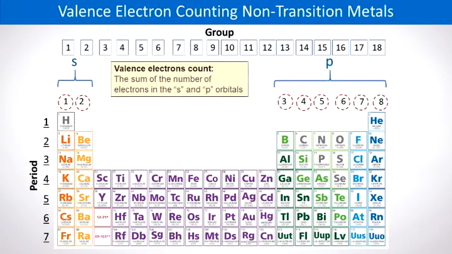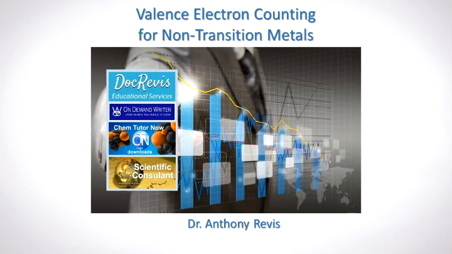So, perhaps the simplest way to count valence electrons is to simply consider the s and p electrons for elements that are not transition metals. So there you have it, a way of counting valence electrons.